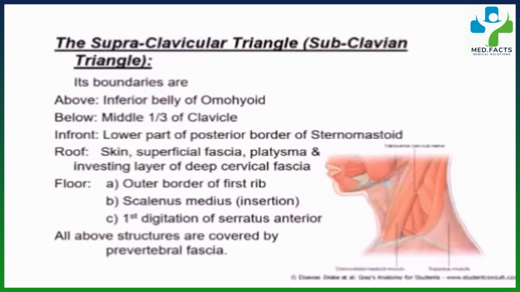Coming to the roof, just like all other triangles, this is also covered by the skin, superficial fascia, the platysma muscle, and the investing layer of deep cervical fascia, which you already know. All the structures are superficial, which form the roof. The floor is formed by the outer border of the first rib, which is deep inside this triangle, the scalenus medius, as well as the first digitation of the serratus anterior.